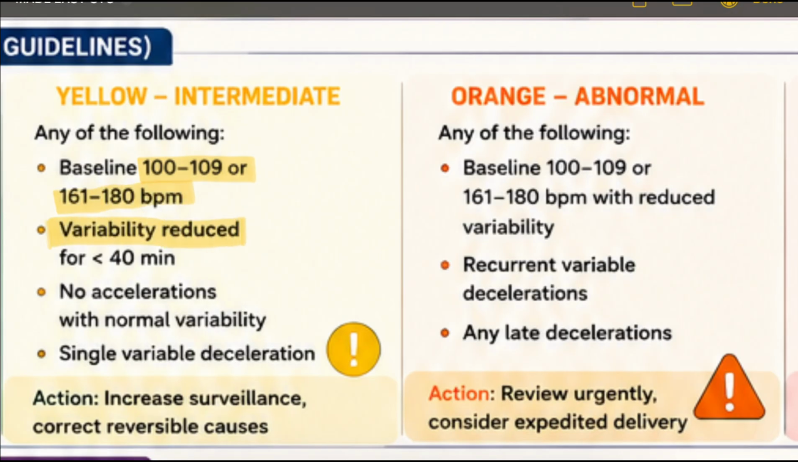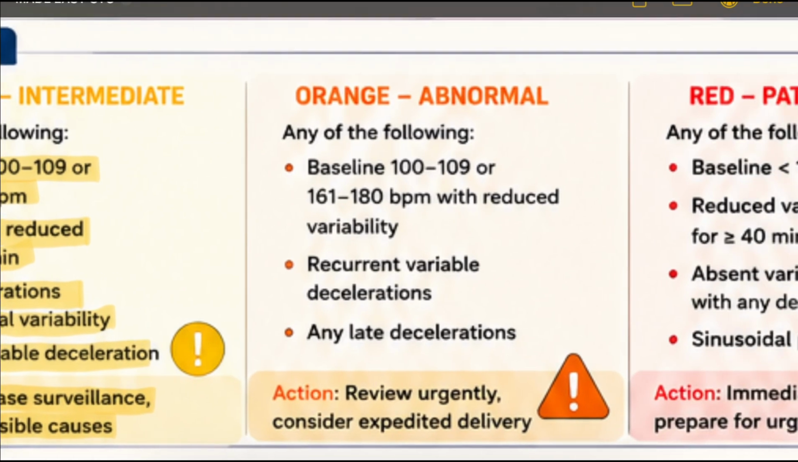And variability, we can see it will reduce for less than 40 minutes. Okay, or moderate variability, with or without acceleration, with normal variability, and single variable deceleration we can see. Okay, single variable deceleration, or with or without early deceleration. Then the main thing we have to do, it's like normal, and no intervention is needed. So we just have to increase surveillance, and we have to correct reversible causes.